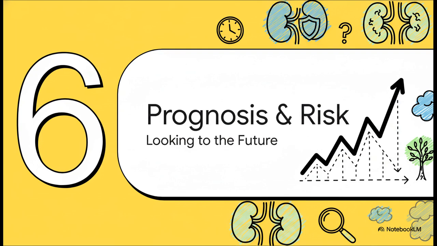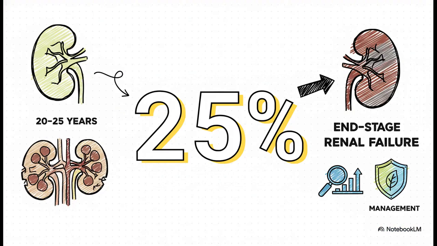Finally, let's talk about the long game. What does the future hold for these patients? Let's take a look at the prognosis and the factors that help us predict how the disease is going to behave over time. So over a long period, say 20 to 25 years, a pretty significant portion of patients, about a quarter of them, or 25%, will unfortunately progress to end-stage renal failure. And this number really underscores why it's so important to get that risk stratification and management right from the beginning.